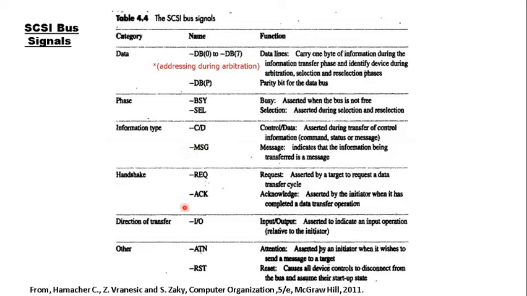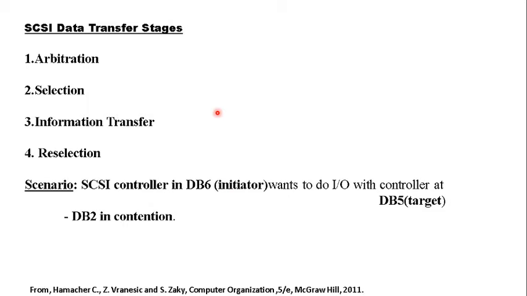Then we have a handshake mechanism in place in the SCSI protocol. That is implemented using two lines, request and acknowledge. Request is asserted by a target to request a data transfer during the cycle, and acknowledge is issued by the initiator when it has completed the data transfer operation. So these are the major signal lines used in a SCSI transfer. We will now understand a typical SCSI transfer and see how these lines play into action. We will see the different stages in a typical SCSI data transfer.